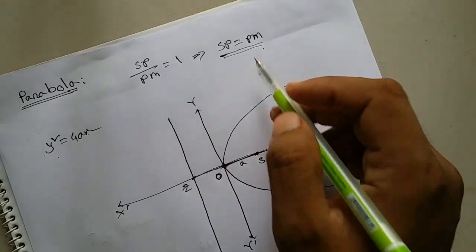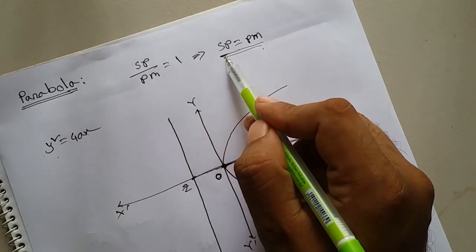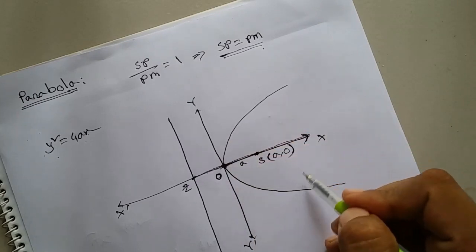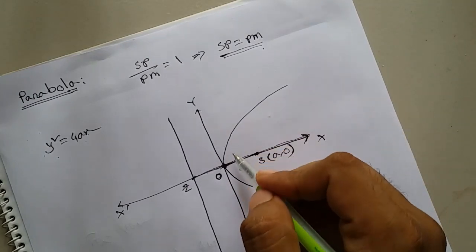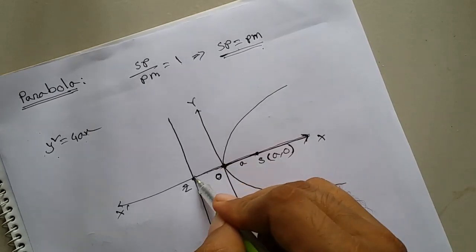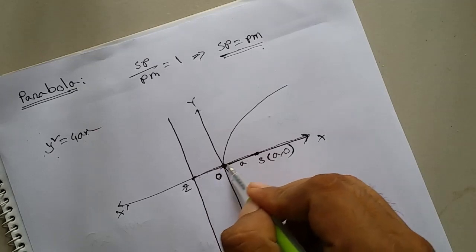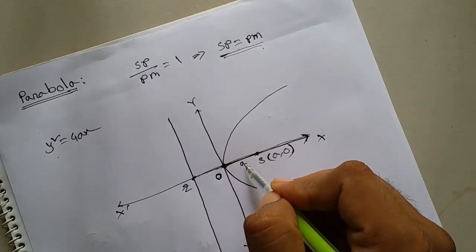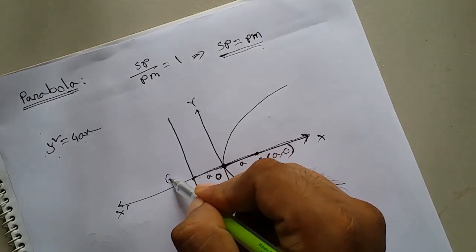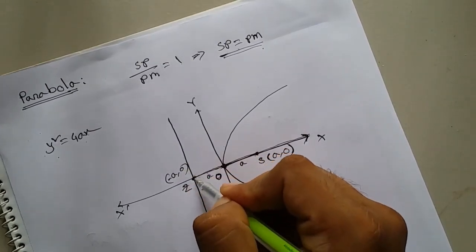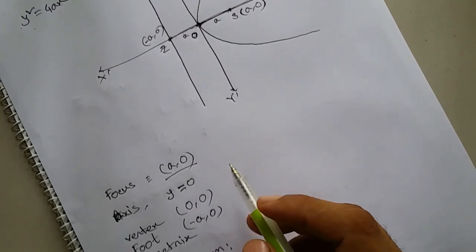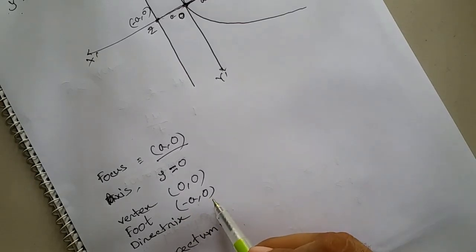And in case of parabola, SP equal to PM, and P be any point on this curve. So if we take O as P, then SO equal to OZ. These two distances are equal. That means if this distance is a, this is also a, and this is origin. So this point is (minus a, 0). So foot is (minus a, 0). Clear?